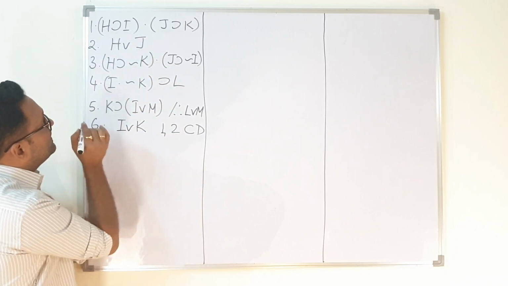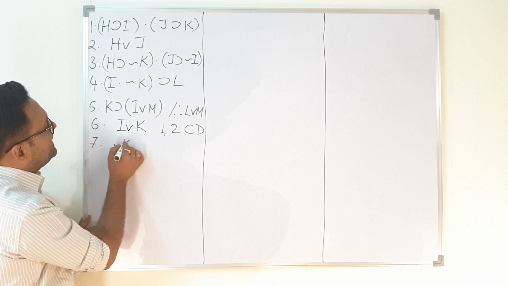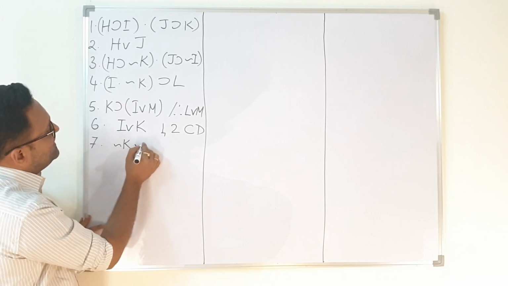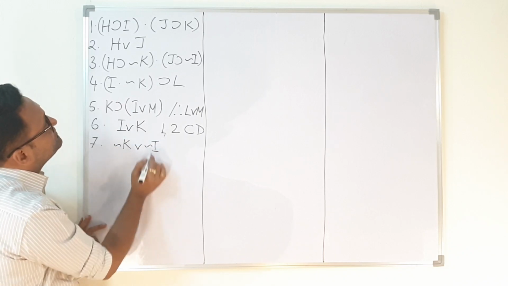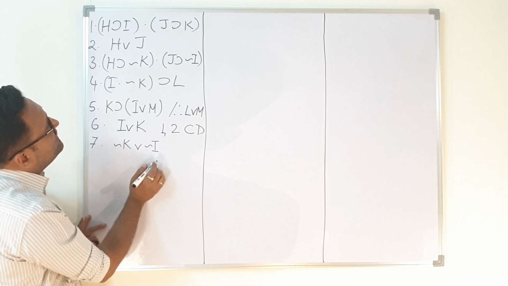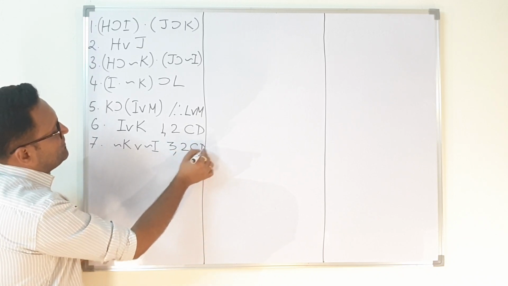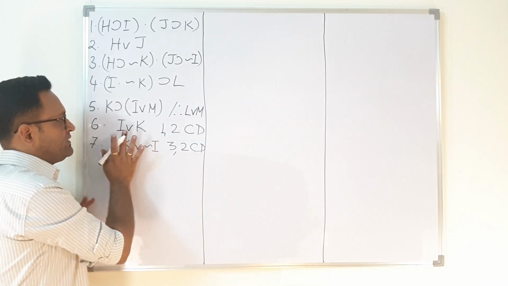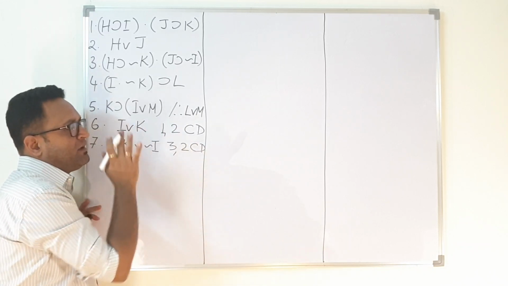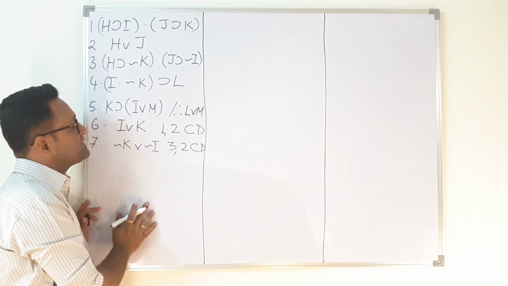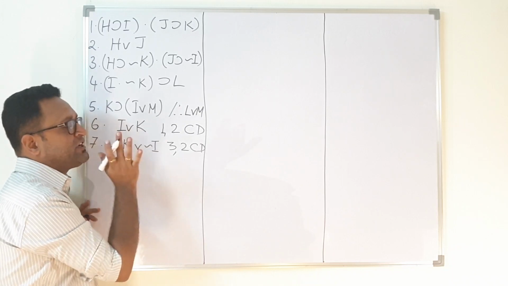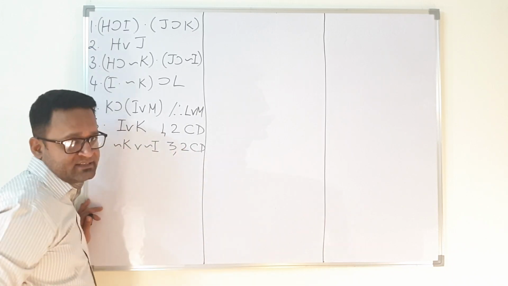Similarly, we can do constructive dilemma on 3 and second. So I will get negation of K wedge negation of I, right? So this will be 3 and 2 constructive dilemma. So I have found these two things: I wedge K after first and second constructive dilemma, and negation of K wedge negation of I after third and second constructive dilemma.